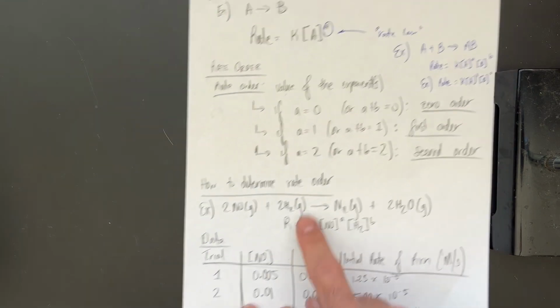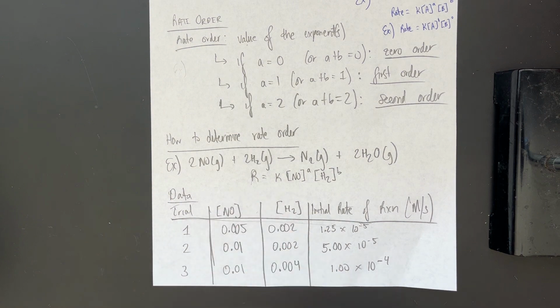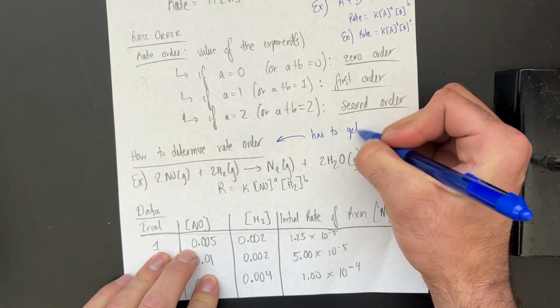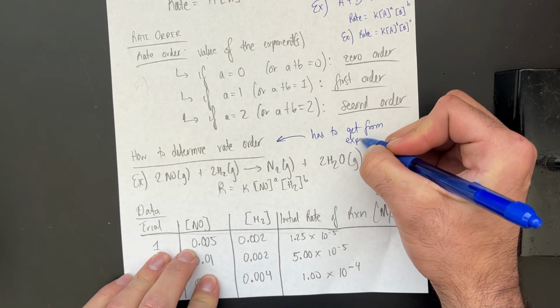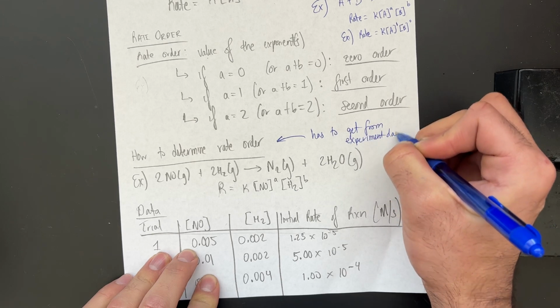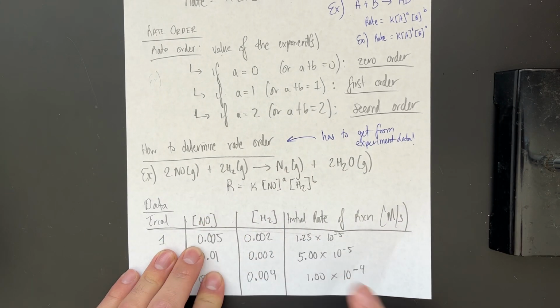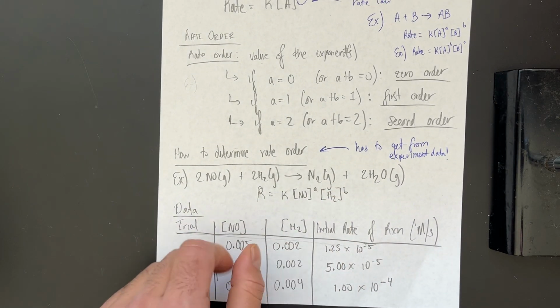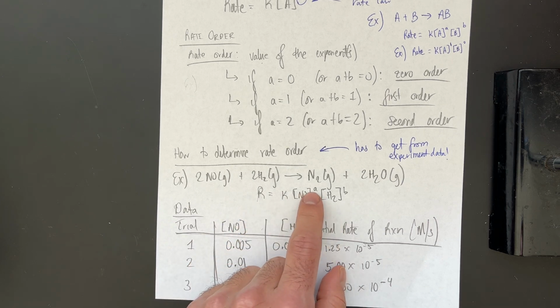And so that's what rate order means. Now, how do we determine rate order? Here's an example for us. Do note, rate order can only be determined experimentally, meaning you have to do an experiment, get data, and get it from that. That's the only way. There is no way to just look at it. It has to be from data. So let's take a look at this example and some experiment data. If we have this equation, we get this rate law for it. Now the problem is we want to figure out a and b.